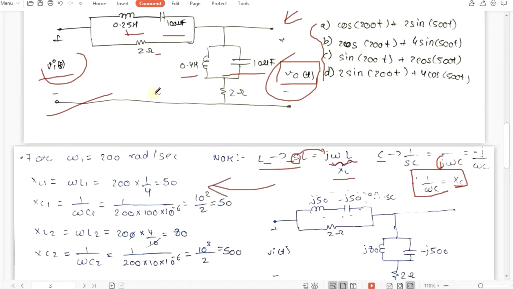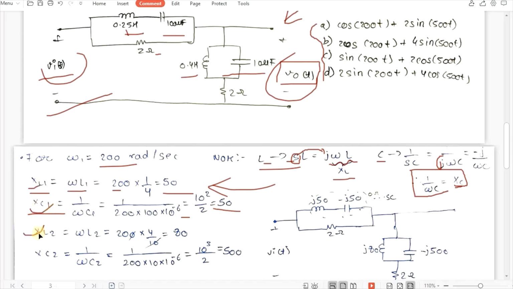Now we get the reactance of the inductor and capacitor. The reactance of inductor 1, XL1, will be omega L1. Omega is 200 and the L1 value is 0.25, which is 1 by 4, so it will be 50. Similarly, XC1 will be 1 upon omega C1, which equals 1 upon 200 into 100 into 10 raised to minus 6. Simplifying, we get 10 raised to 6 upon 200 into 100, so it will be 10 square upon 2, which is 50. So we get our XL1 and XC1.